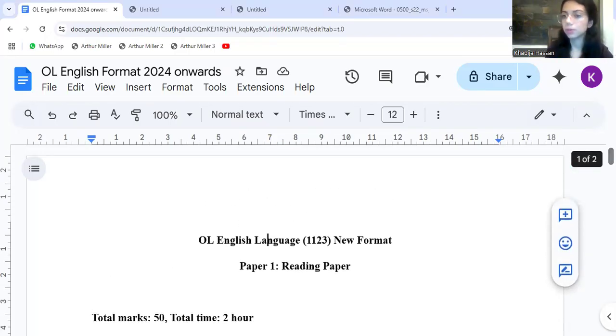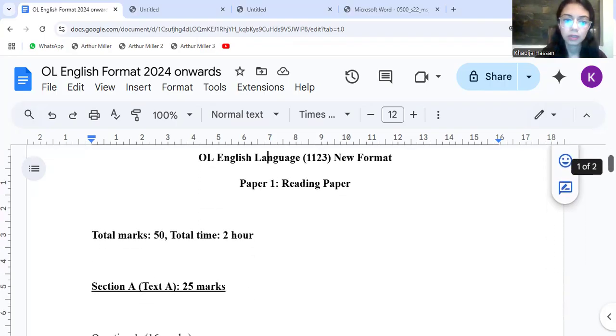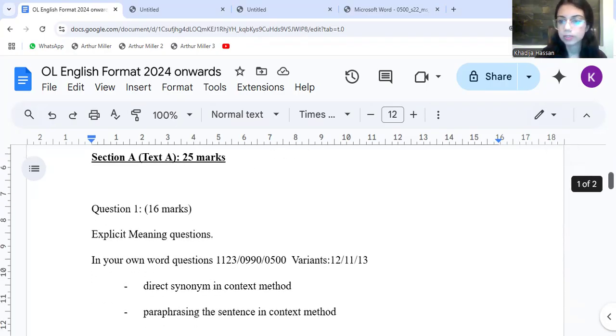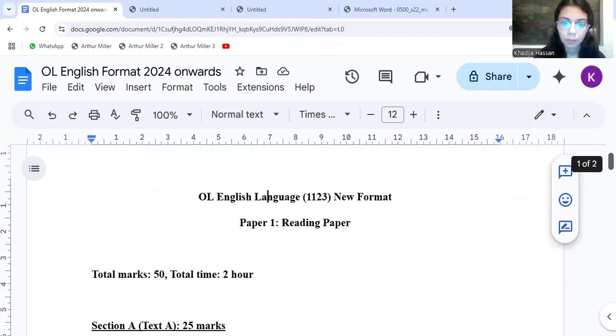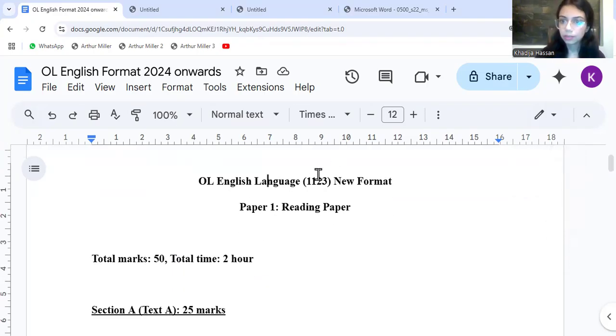So I wanted to solve another paper apart from the ones that we've done in class so that you guys have ample material to work with. So we'll go through the format to start with, and then we'll be moving towards the explicit meaning questions and then the entire paper. Your code is 1123, but to solve for practice, you can look towards 0500 or 0900 as well.